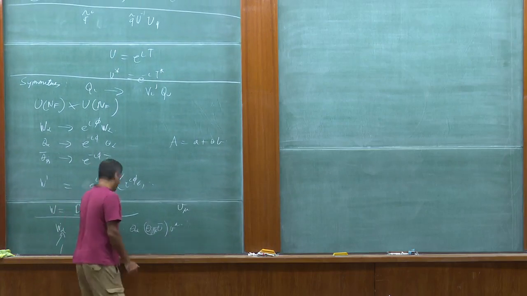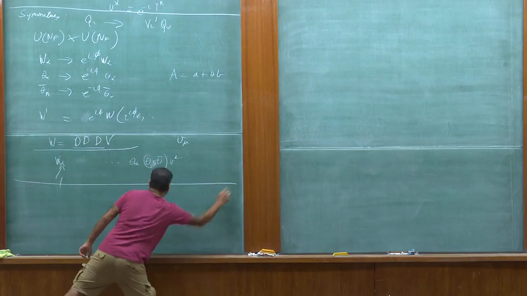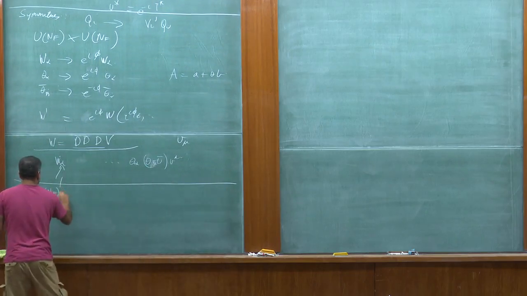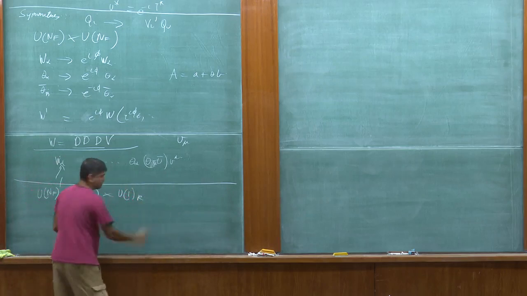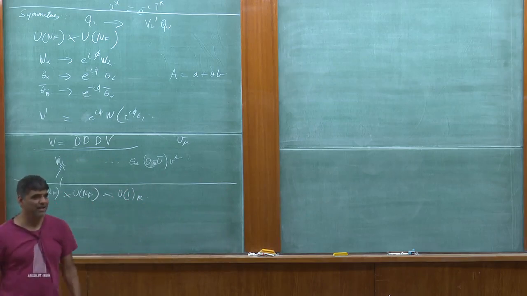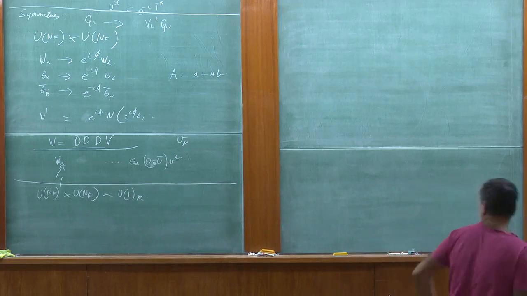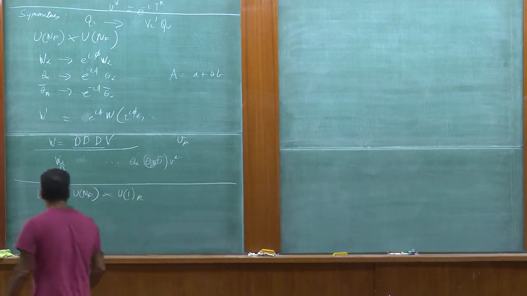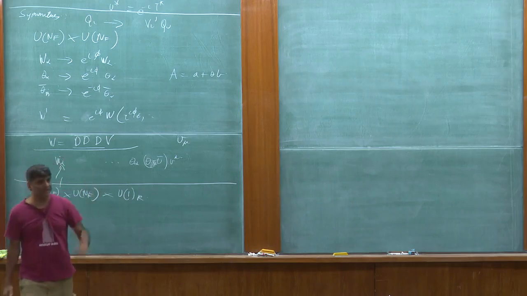So let's summarize. The classical global symmetries of our theory are U(N_F) times U(N_F) times U(1)_R. This, I emphasize, is the naive U(1)_R. We will soon correct it in a little bit. This lambda will be charged. Lambda was what? Lambda is the gaugino. Yeah, lambda is charged 1 under R symmetry.